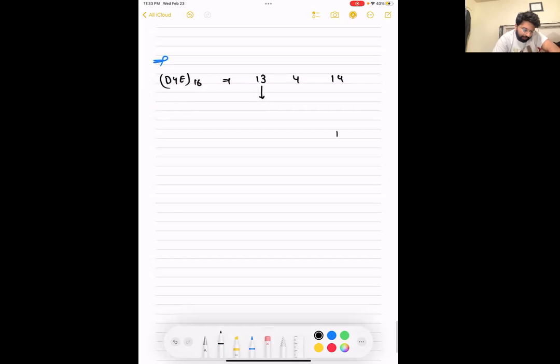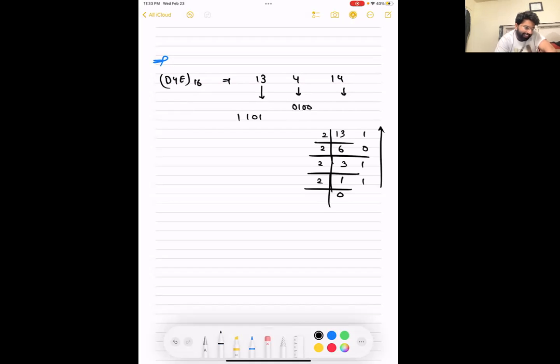What you simply do is 13 divided by 2. It's an odd number, so 1, which gives us 6. It's an even number, so 0. And it gives us 3, which is an odd number, so 1, and then 1, which is odd, so 1, then 0. So 13 in binary is 1101. 4 in binary similarly is 0100. And 14 in binary is 1110.